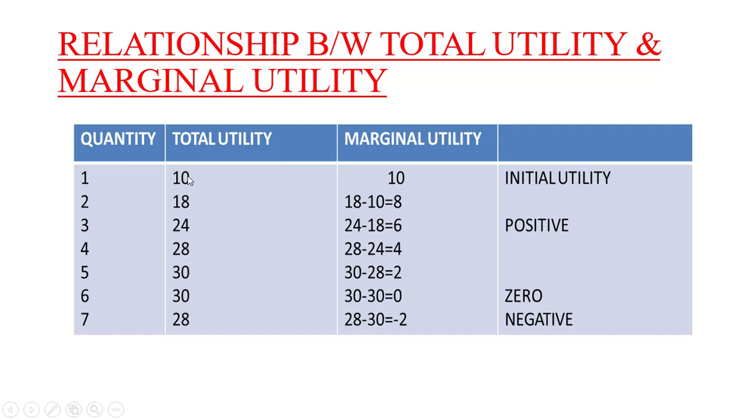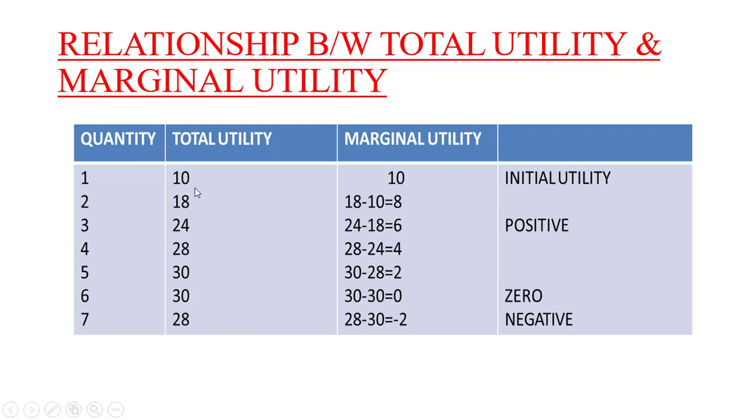So in this case, you see and compare the marginal utility. Now when the first quantity was there, marginal utility was also same as the total utility, right? So it was given as initial utility. Now when you come to the second quantity, total utility is 18, but marginal utility is 8. That means here in this marginal utility, it is decreasing, right? It is decreasing to 8. From 10 to 8, it is decreasing, right? And from 8 again it is decreasing to 6.